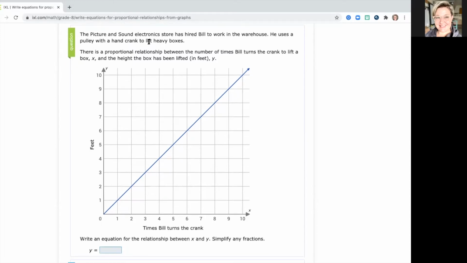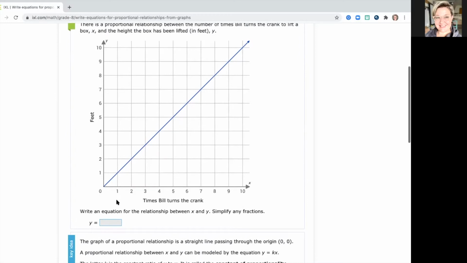The Picture and Sound electronics store has hired Bill to work in the warehouse. He uses a pulley with a hand crank to lift heavy boxes, getting into our simple machines. There is a proportional relationship between the number of times Bill turns the crank to lift a box, which will be our X, and the height the box has been lifted in feet, Y. So for every one time Bill turns the crank, you can see it is lifted 1 foot. So this proportion should make sense to us.